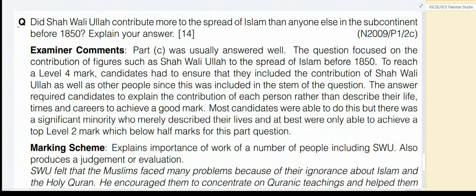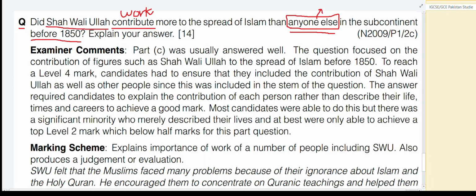Right, another question. Did Shah Waliullah contribute? What does contribute mean? Work of Shah Waliullah more to the spread of Islam than anyone else. What is anyone else? Right, anyone else is the other reformers. Now read the question further: in the subcontinent before 1850. So these two keywords, the first one is before 1850 and the second one is anyone else. What does this tell us? This tells us that we have to write on other reformers as well, besides Shah Waliullah.